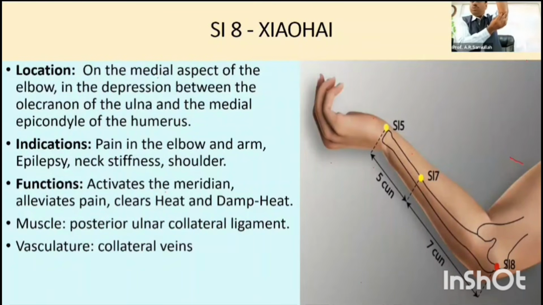You touch in between these two bones, with the thumb and middle finger, and you touch with the first finger. In the depression, that point is known as Xiao Hai. It is the sun point, the sedative point, the depletion point, the earth point.